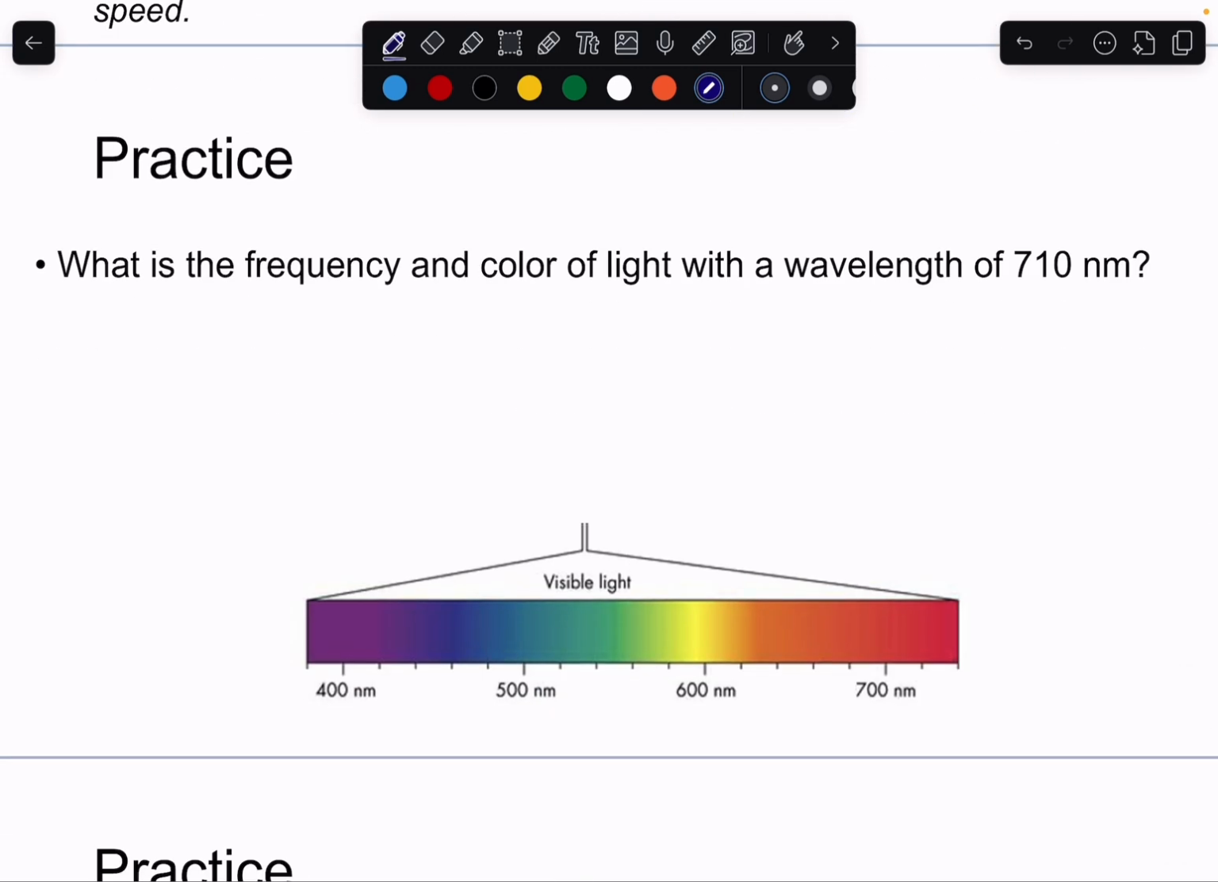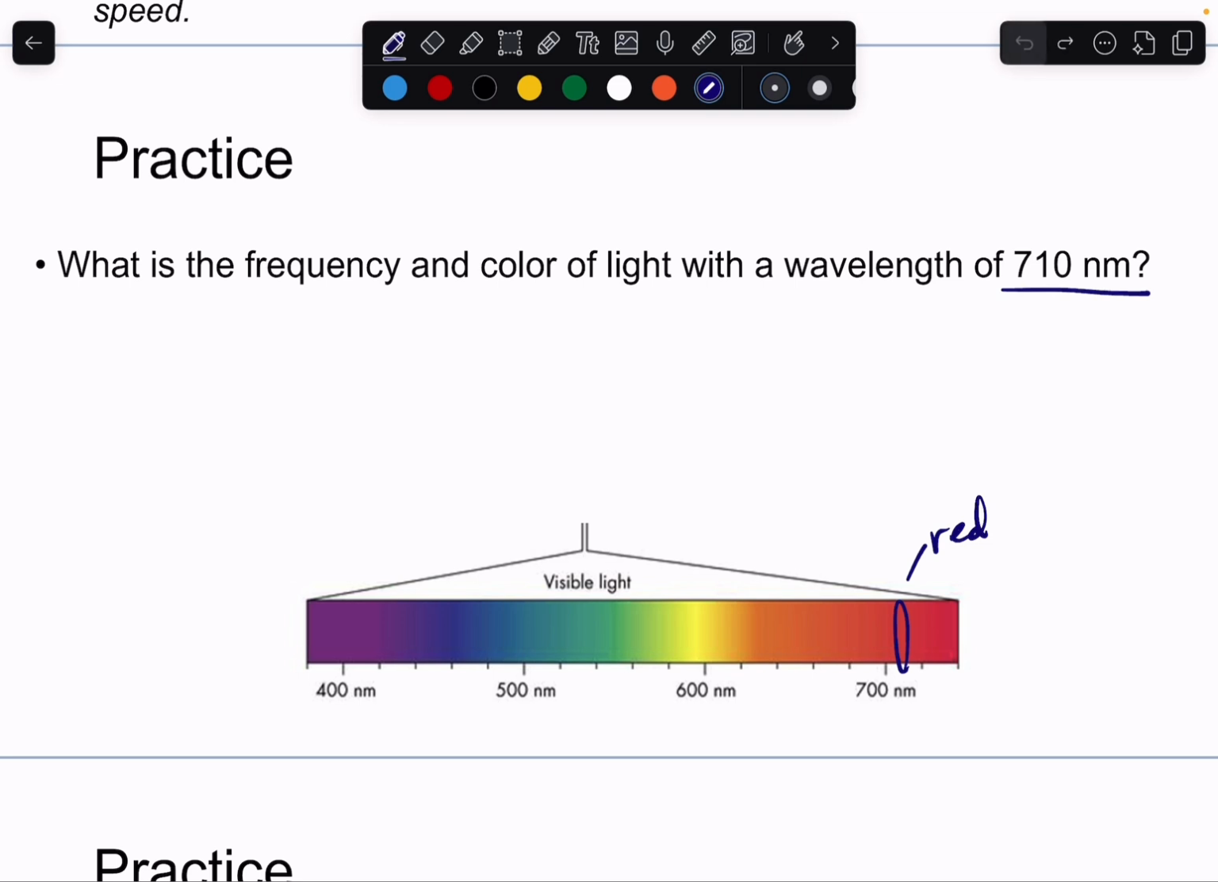Okay, so what is the frequency and color of light with a wavelength of 710 nanometers? Well, we can easily see the color of the light on this particular chart because they've given us the wavelength. So 710 nanometers is right here, so it's going to be red light. But the frequency, we're going to have to use that equation.